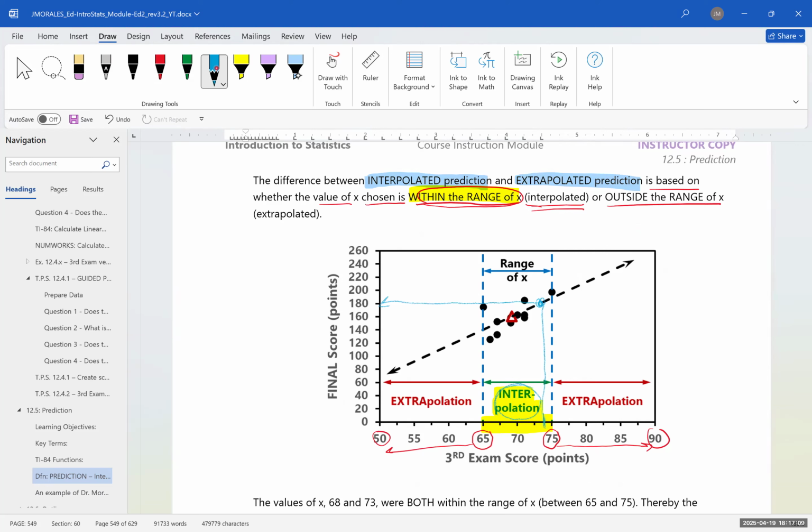But if the value of x that we put in instead was something that was above the maximum or below the minimum, then that would be an extrapolated prediction. Either above or below. And so doing extrapolated predictions is very dangerous because you don't truly know if this linear pattern that you have data for continues to exist outside of where you actually have data, either above or below. You really don't know if that is still true.